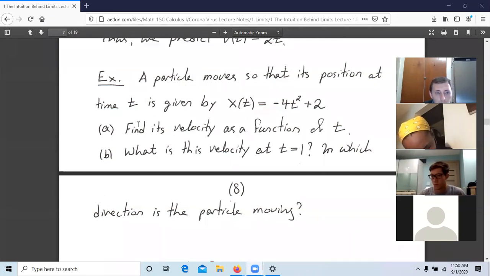Okay, one person has suggested what it might be. Let's see what the others will say.